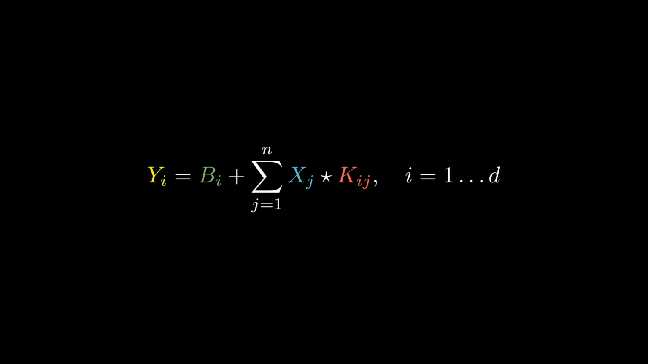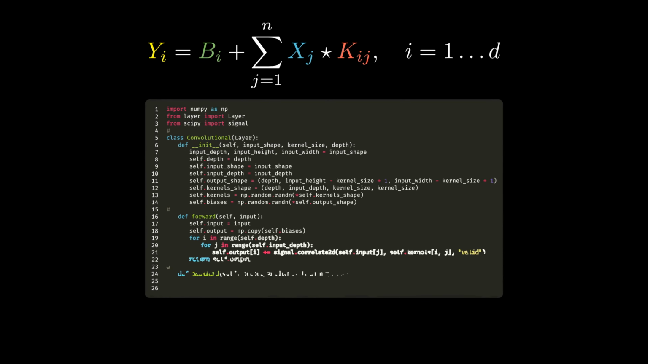The convolutional layer inherits from the base layer class that we have created. The constructor takes in three parameters: the input shape, which is a tuple containing the depth, the height, and the width of the input; the kernel size, which is a number representing the size of each matrix inside each kernel; and the depth, which is also a number representing how many kernels do we want, and therefore the depth of the output. We start by unpacking the input shape.